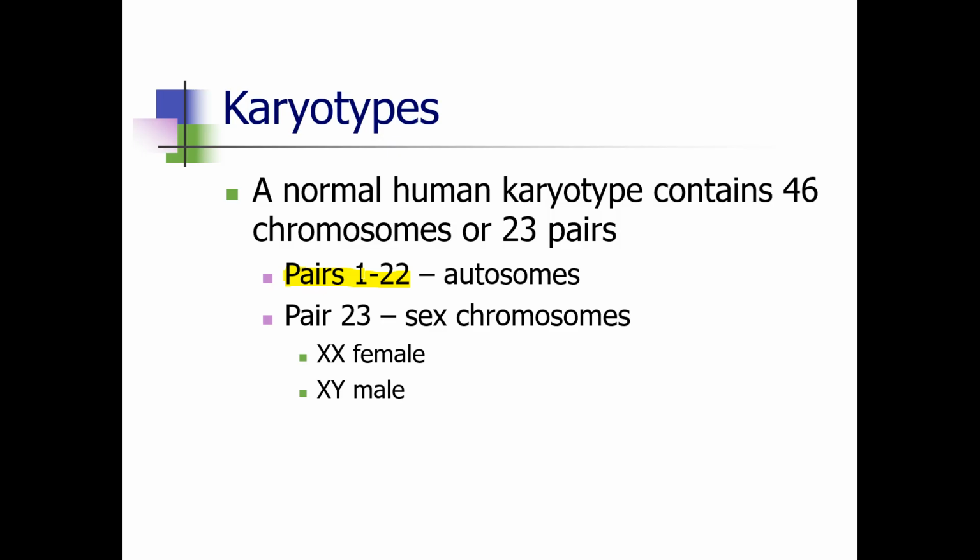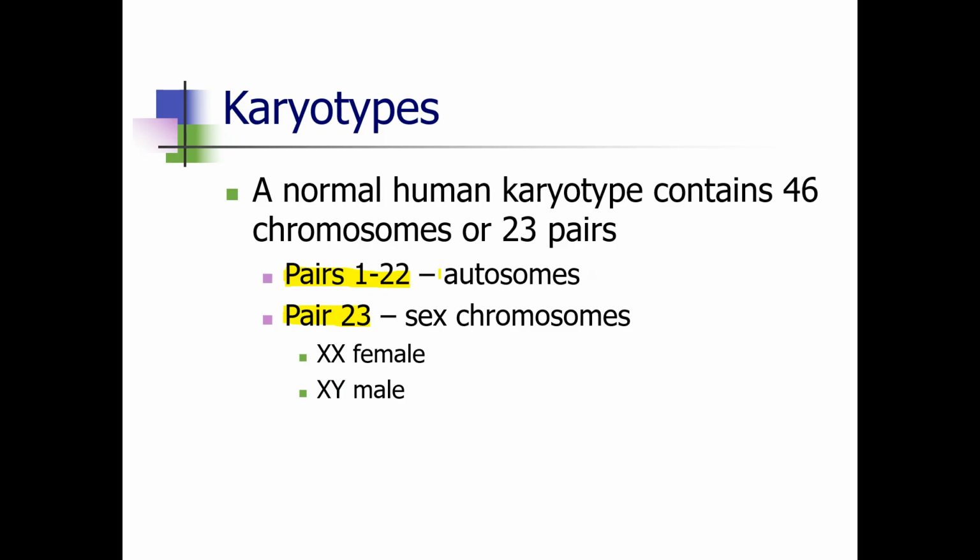Now, pair 23 is a little bit different. Pair 23 is what we refer to as our sex chromosomes. And these will be different depending on whether you are male or female. If you are a girl, you got an X from mom and an X from dad. And if you're a boy, you got an X from mom and you got a Y from dad. So when we look at traits that are on the sex chromosomes, they are not necessarily going to be inherited in the same way between male and female.